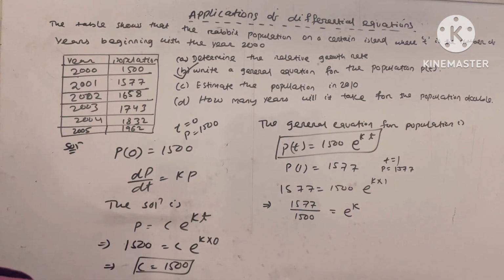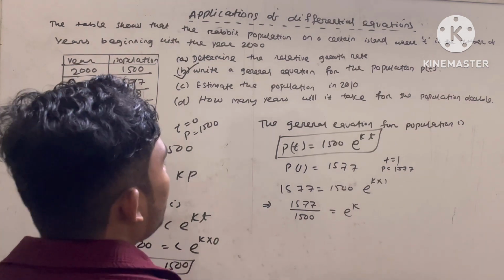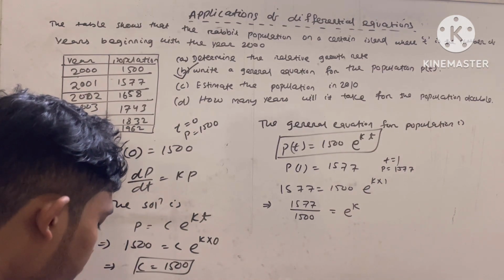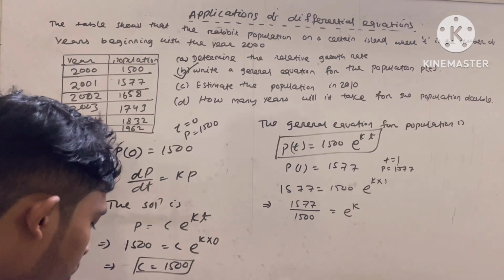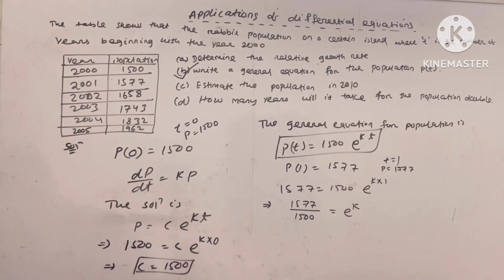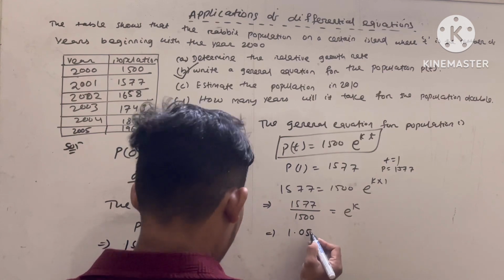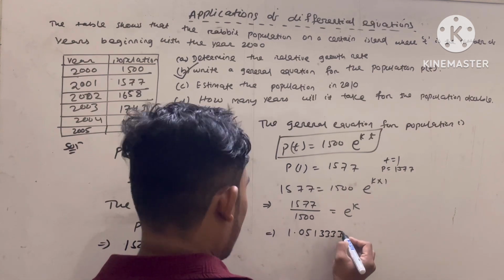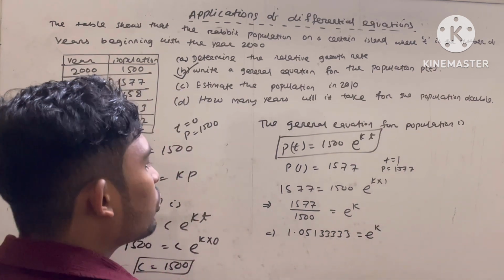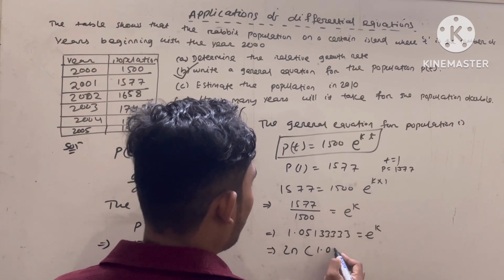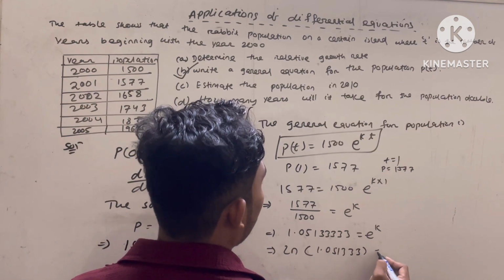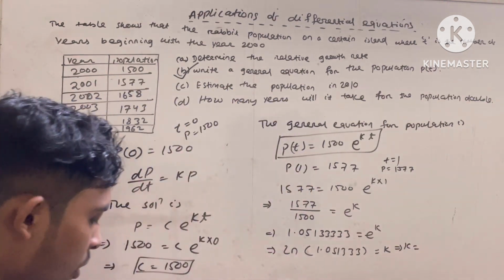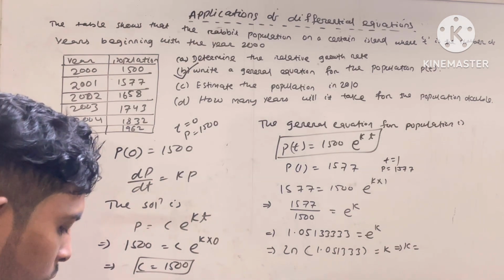So 1577 divided by 1500 equals e^k. To find the value of k, you have to take log on both sides. So k is the log of 1577 divided by 1500. It will be some value, that is 1.05133 and like that, that is e^k. So ln of 1.05133 equals k. So k is something about, implies k is 0.05.